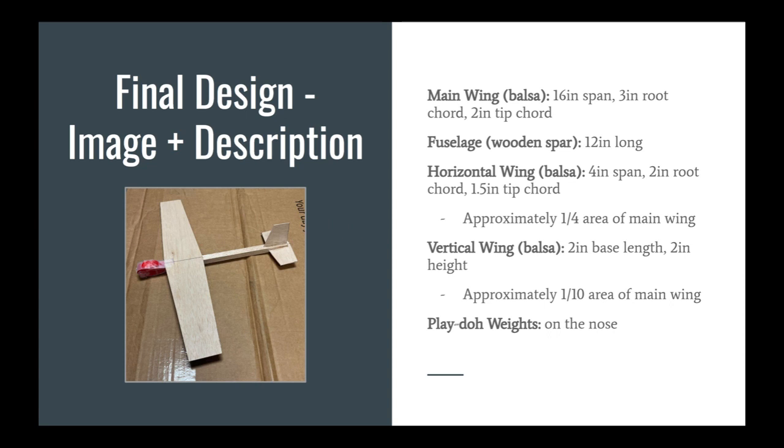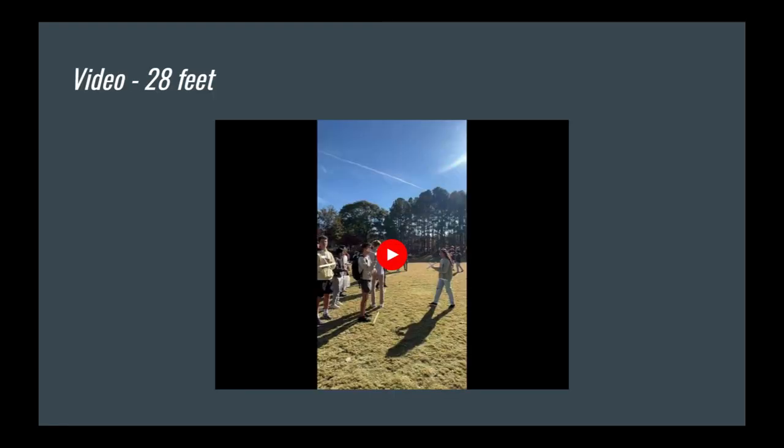In fact, let's talk about this final glider design. This image seen below is what my final glider looked like. It had a main wing, fuselage, horizontal wing, and vertical wing with the dimensions seen on the right. And finally, it had Play-Doh added to the nose, functioning as a weight. Here's a video of my glider's flight in which it traveled 28 feet.